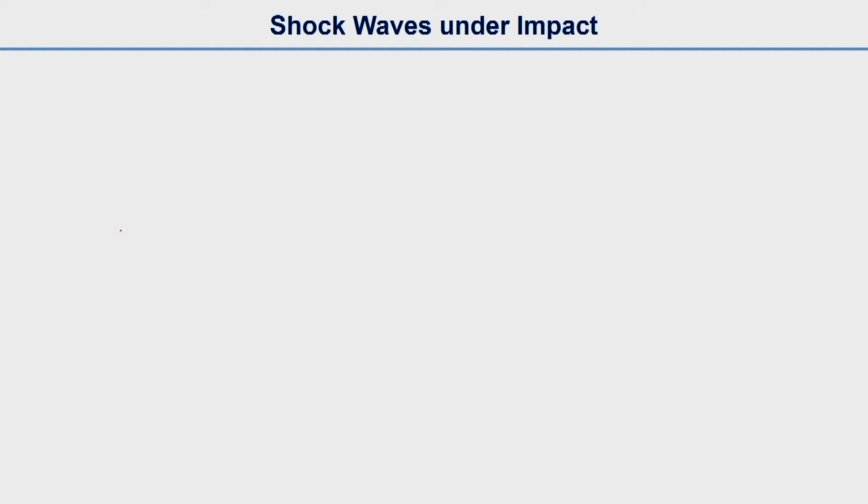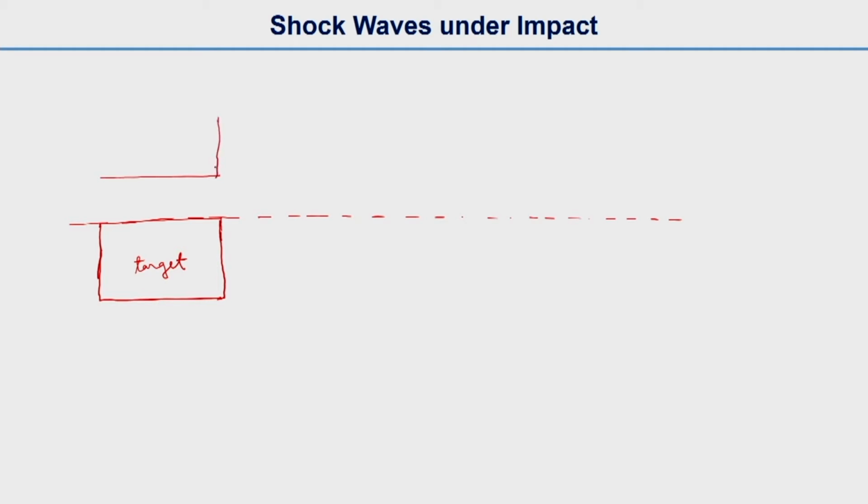So let's assume we will draw a line first. The first case is: we have the target here, some, let's say, rectangular block, in 2D. This is the target, and our projectile is something like this. The projectile is coming at a velocity v. This is at rest, its velocity is 0.